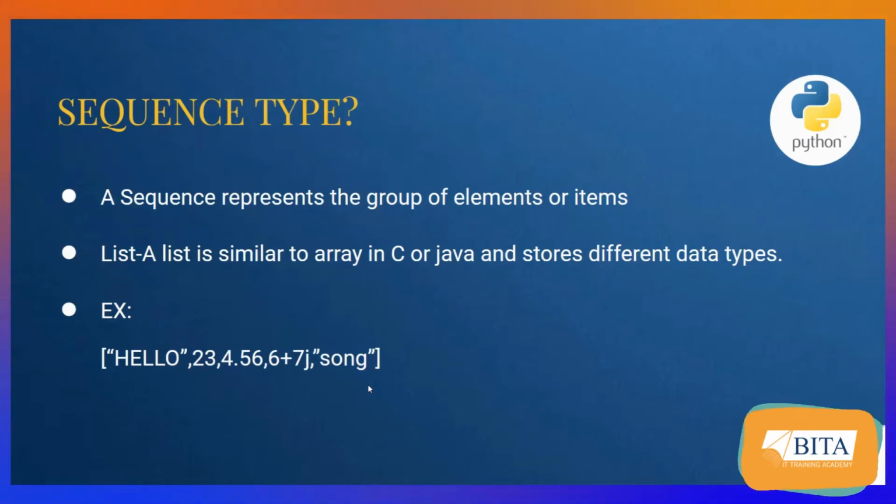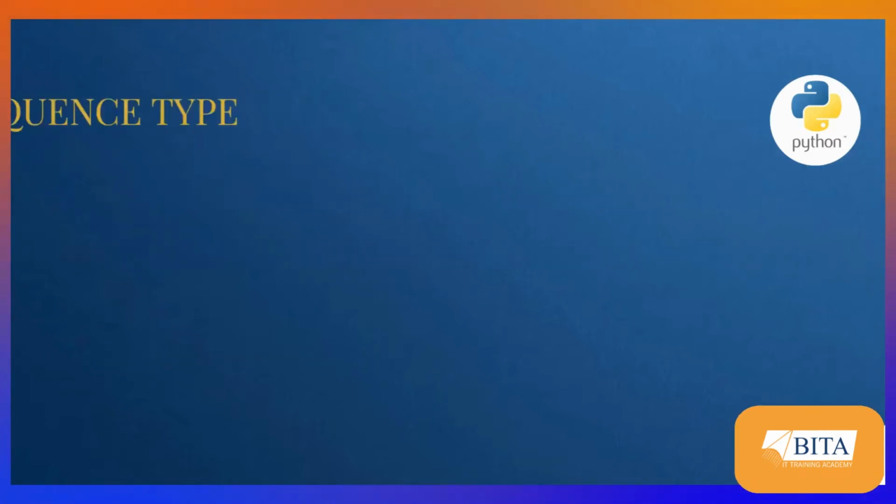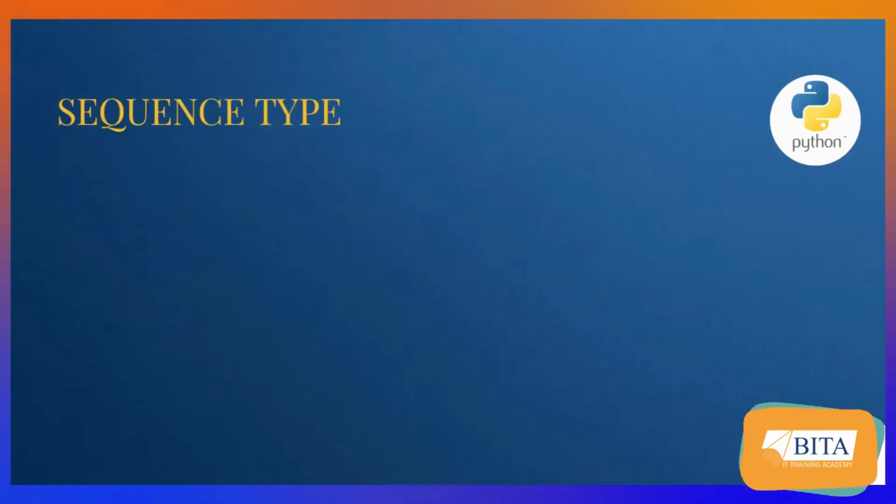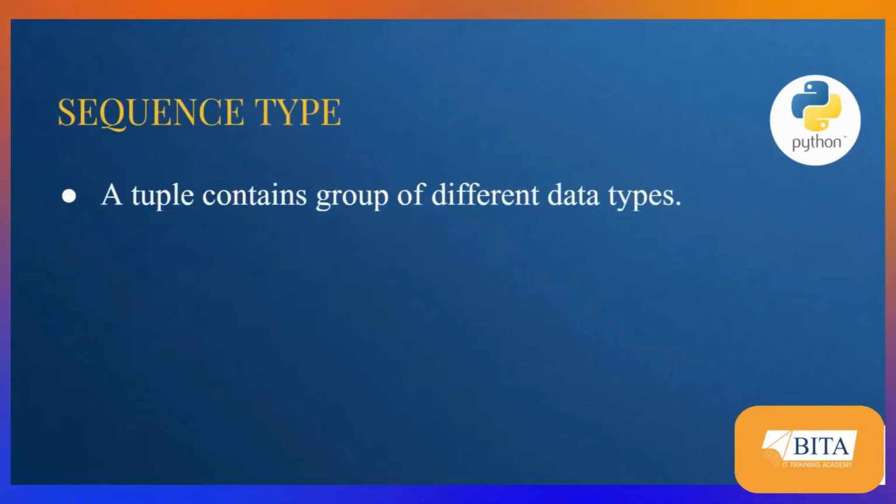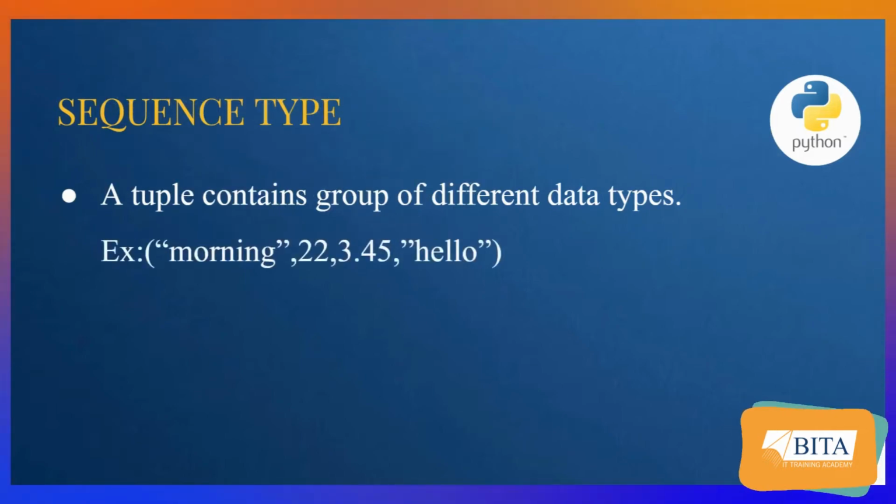What is a mutable data type? Mutable means once we have created the list, we can modify it, if we want to delete or add a new element to the existing list. And what is tuple data? Tuple is also similar to list, but tuple is immutable data. Immutable means we cannot modify the elements once we have created the tuple. For tuple, we use round brackets. And tuple also stores different types of input.